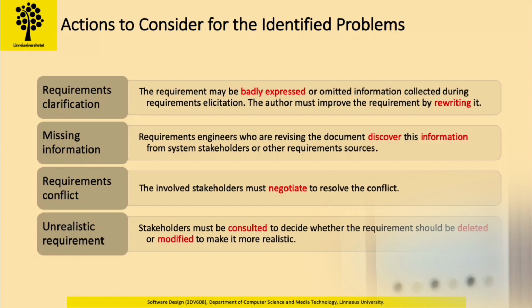And then there is missing information. This is also obvious: if your requirements seem incomplete, then you need to talk to your stakeholders, find that missing information, and improve your requirements. And then also requirements conflict. If you have too many requirements, there could be conflicts between them, and you need to talk to stakeholders and negotiate whether to remove one of them, merge them, or how to proceed.